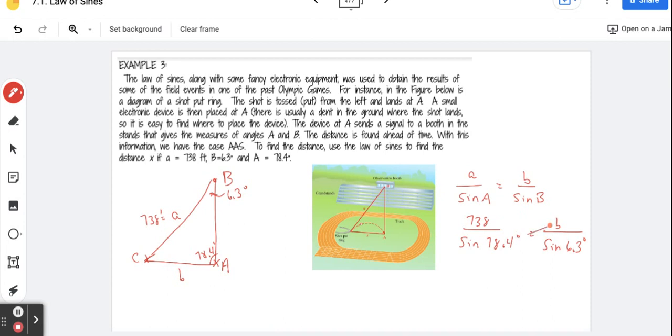All right, so we cross multiply. So we have b times sine of 78.4 degrees equals 738 times sine of 6.3 degrees. And then we divide by the sine of 78.4 degrees. So I just go to my calculator now, and I'll type in 738 times sine of 6.3 over sine of 78.4.